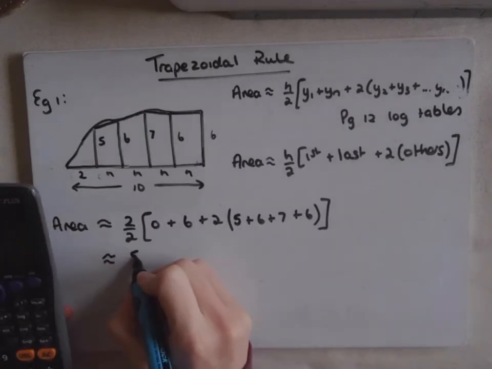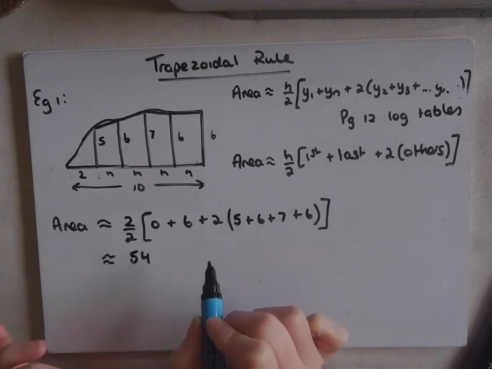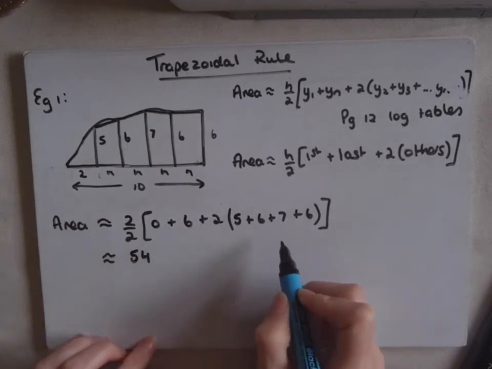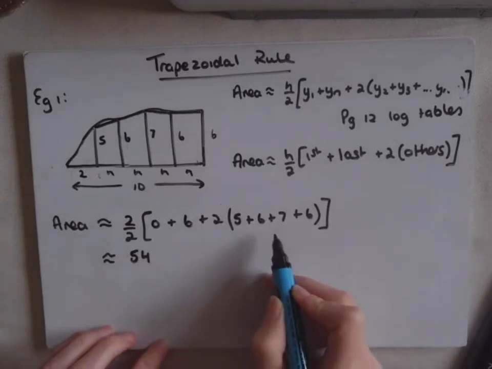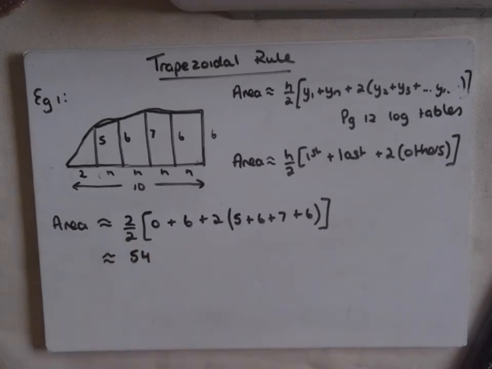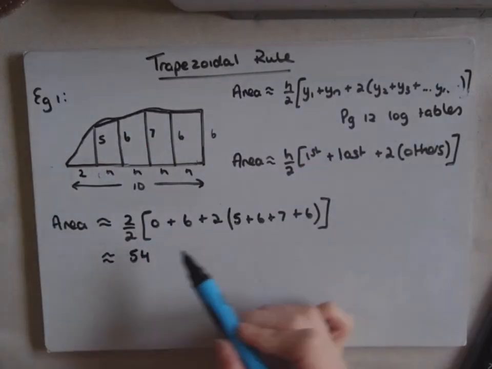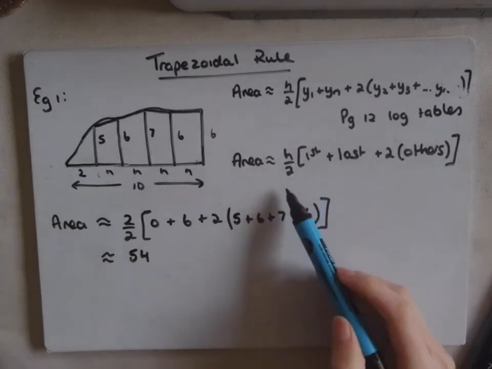So just be really careful. Going back to first year, you need to use your BIMDAS, whatever you used. You can't do 6 plus 2 and then 8 by your answer. You've got to multiply. So you do your brackets, then you multiply by 2, and then you're adding on the 6, the 0, and then you're multiplying. So this is all in a bracket. The safest way to do it is throw it exactly as you have it into the calculator. So h over 2, first plus last, plus 2 times all the others.